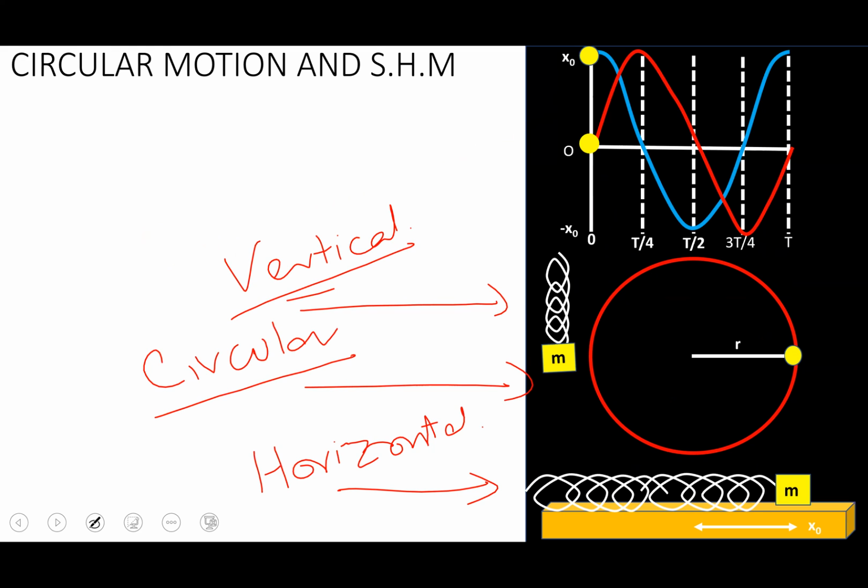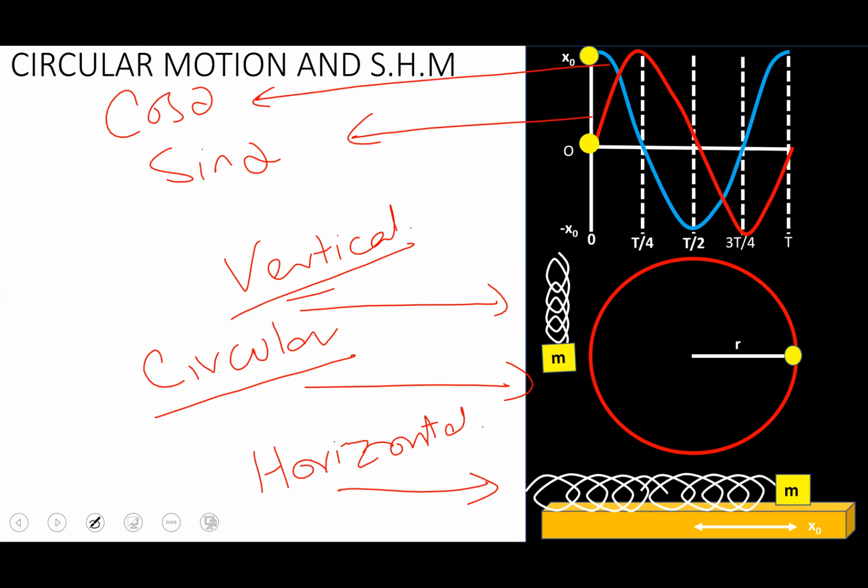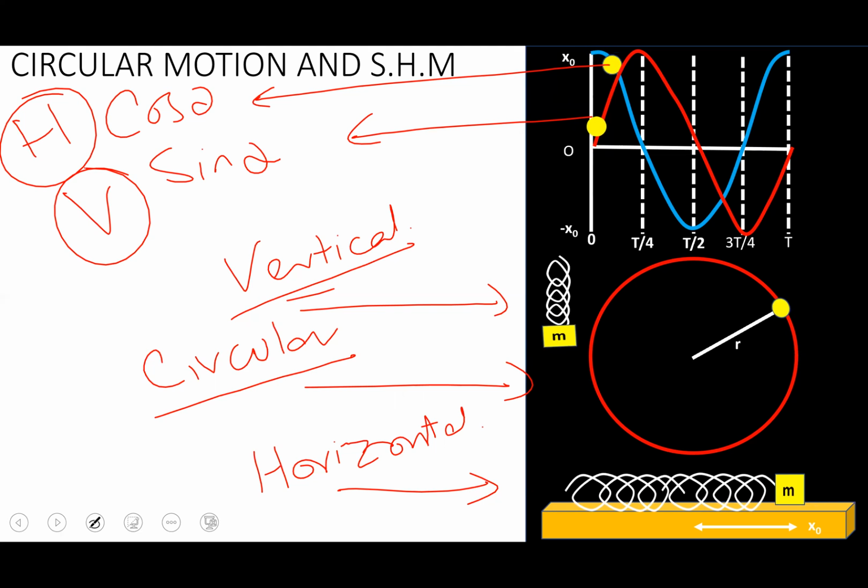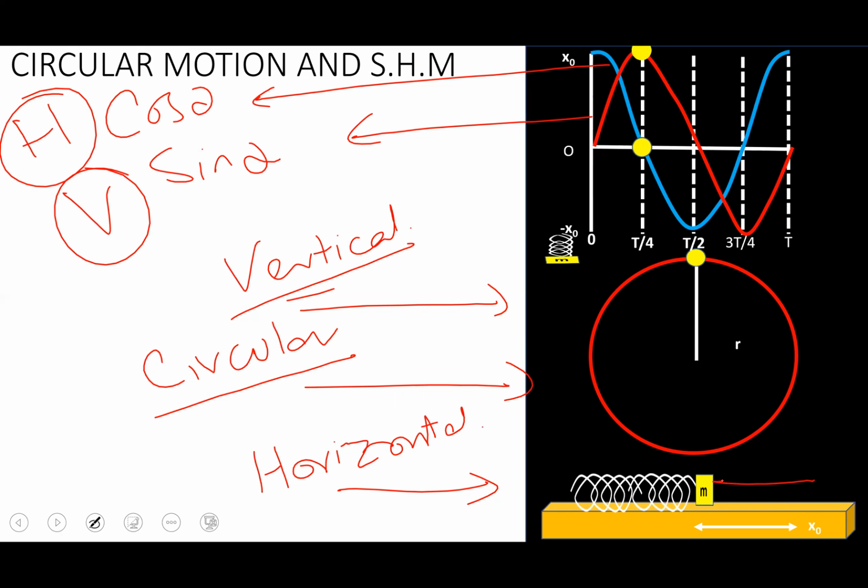We are drawing both the graphs. The red one is showing the sine theta, whereas the blue one is showing the cos theta, the horizontal component. The blue one is for the horizontal part, and the red one is for the vertical part, which is sine. Let's see how it goes. As you can see, the mass in the horizontal part moved from point C to point A. It also moved from point A to point C over here. As you can see in the graph as well, it moved in the horizontal case from point C to point A, and in the case of vertical, it moved from point A to point C.